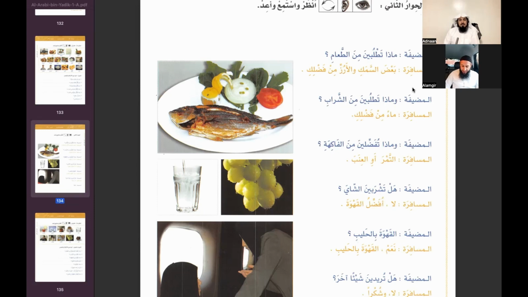Dates and grapes. Or grapes. For example, if I say ذهب محمد وسالم, which means Muhammad and Salim went, two of them went. And then if I'm asking a question, أذهب محمد أو سالم? Did Muhammad or Salim go? You see?